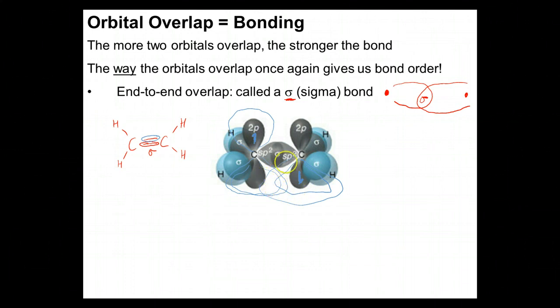Thing is, look at how wimpy that overlap is compared to end to end. That's why we make the distinction here. So the end-to-end overlap is what brought them together in the first place. Once they're together, that side-to-side overlap, if it's available, can create what we call a pi bond. So the second one is going to be a pi bond.